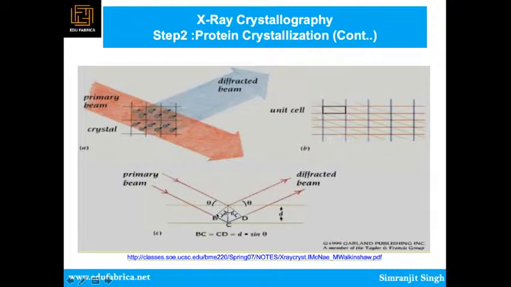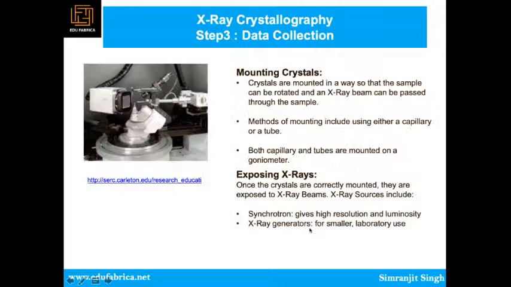So a beam of rays comes and then they are diffracted like this. So they make these angles, equal angles. Your BC is equal to CD, which is equal to d sine theta. The width of the diffraction that is happening is equal to that sine theta of this. So they got the Nobel Prize for the same also.